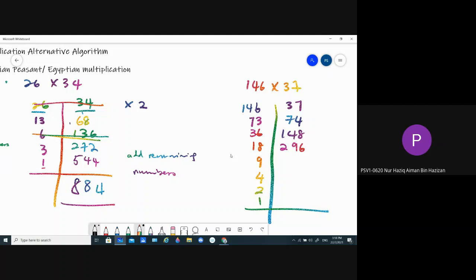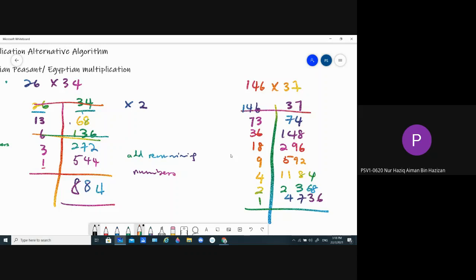148 times 2 is 296. 296 times 2 is 592. 592 times 2 is 1,184. 1,184 times 2 is 2,368. 2,368 times 2 is 4,736. Okay, so we got the numbers.